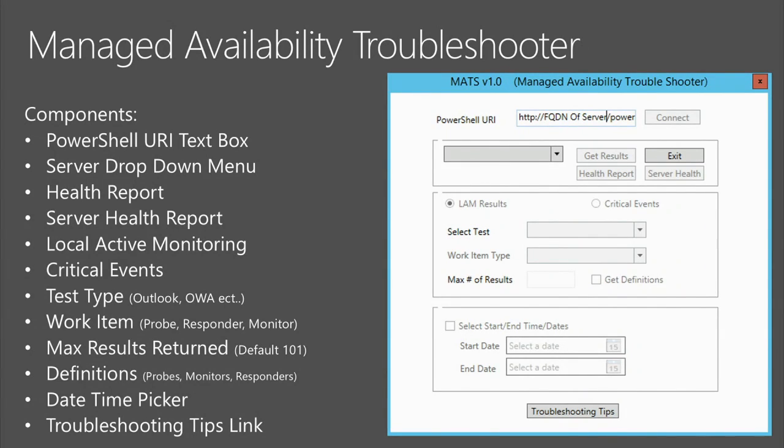So this is a very busy slide, so try to stay awake because there'll be a lot of lines going here. Like I just said, we have the PowerShell URI text box. Quite simple: put in your URL. It has to have /PowerShell on the end of it to connect. After you connect, we will get a server drop-down menu. This is auto-populated based on all your Exchange servers in the org, and it pulls down everything you have in the organization.